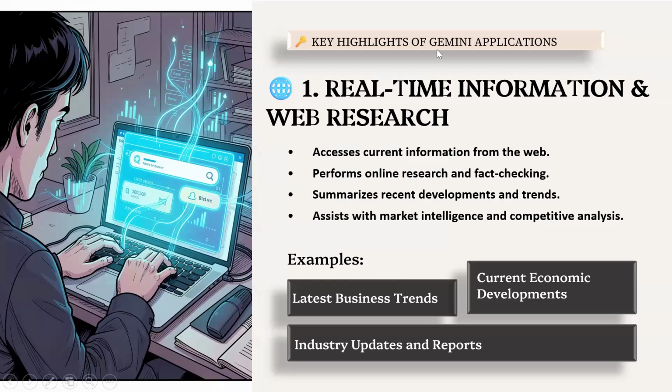Now we'll be seeing all the potential capability of Gemini, as we are seeing on the screen. Key highlights of Gemini applications. We just see the key highlights, because of time, we are so much interested in the practical. Because of time, I will just mention and skip. Real-time information and web research: it accesses current information from the web, performs online research and fact check, summarizes recent developments and trends, and assists with market intelligence and competitive analysis. You see the examples there: latest business trends, current economic developments, industry updates and reports.